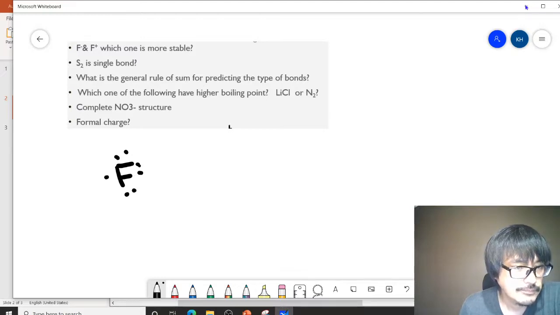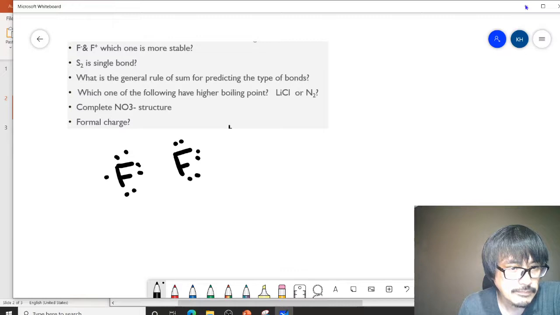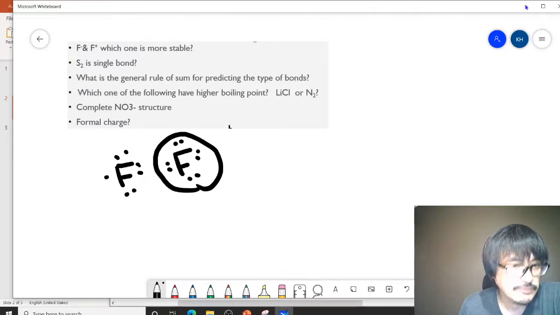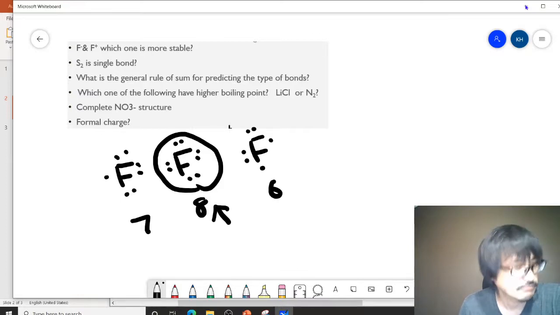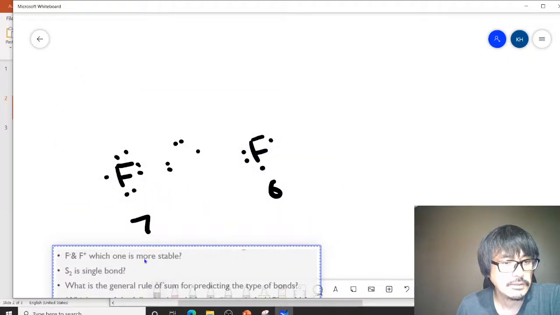So that one doesn't satisfy the octet rule, but F minus, for example, has one more electron, right? So that has 8 electrons. And if you have F plus, you're removing one of the electrons, right? So you have 6 electrons. So for this particular case, F minus is the one that's stable. Alright, let's do the next one.